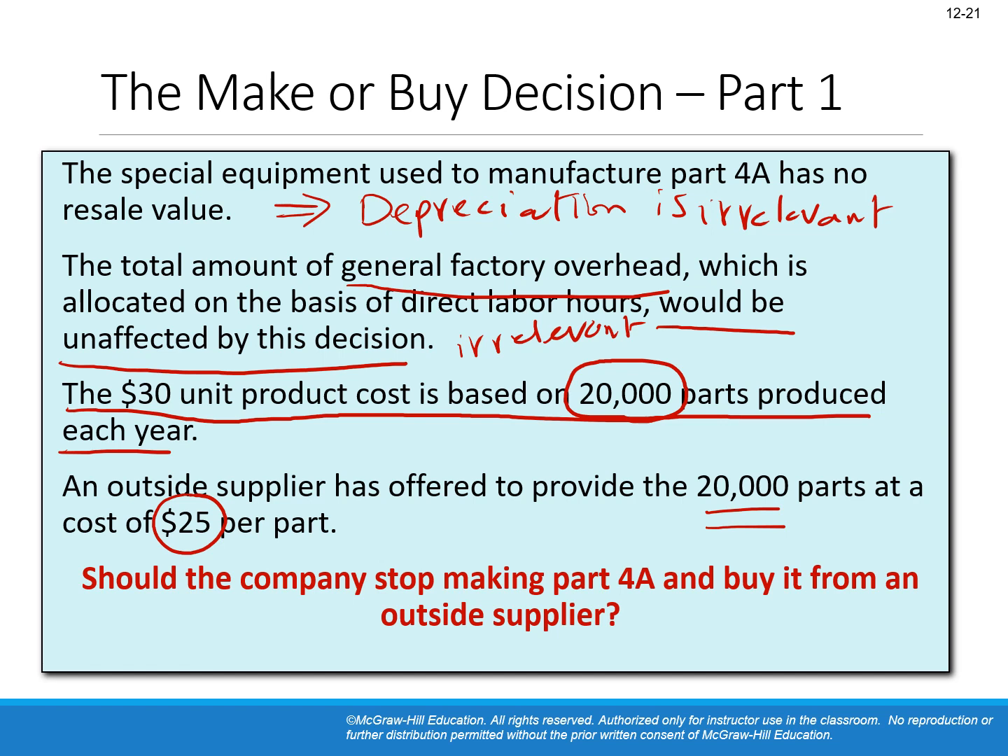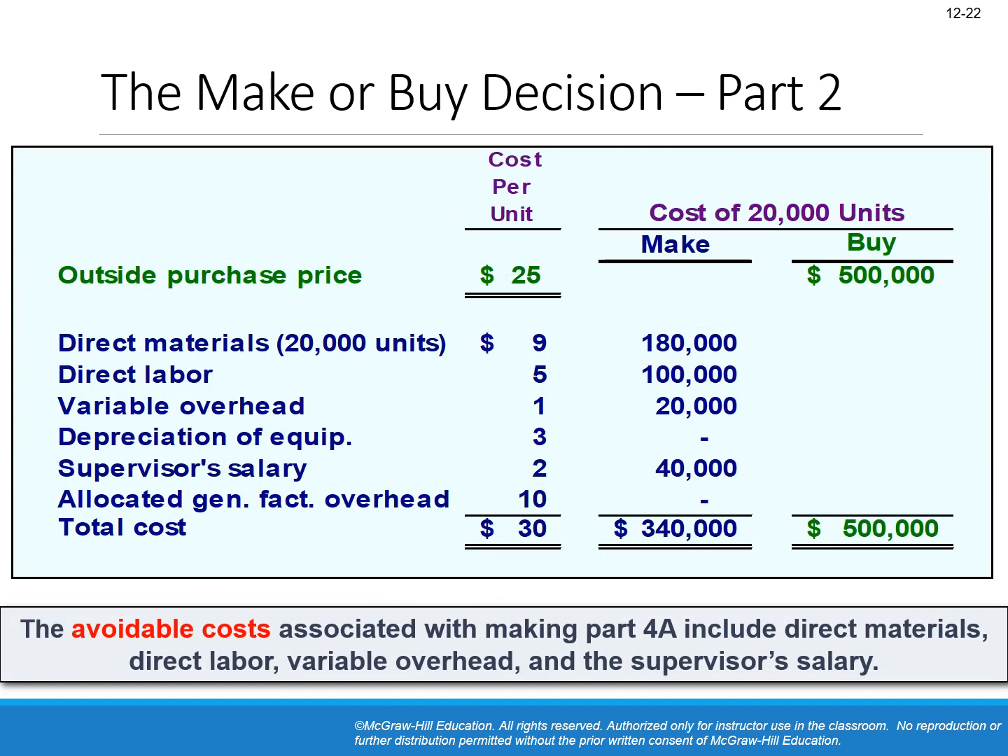From the first glance, you might say that it's costing me $30 internally, and I could have it for $25. However, this is not the case, because you need to ask yourself, what will I save out of the $30 if I outsource and go to the $25 option? So if you buy it from outside, you will pay $500,000 in total, which is the $25 multiplied by the 20,000 units.